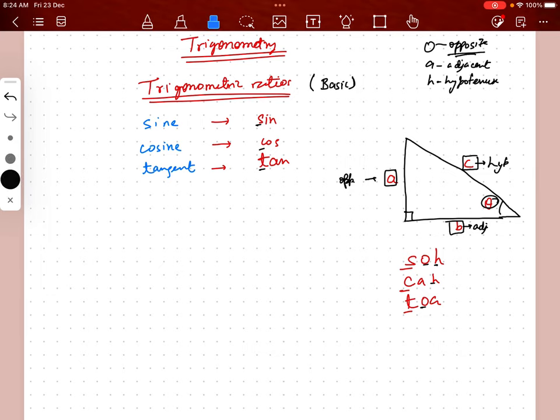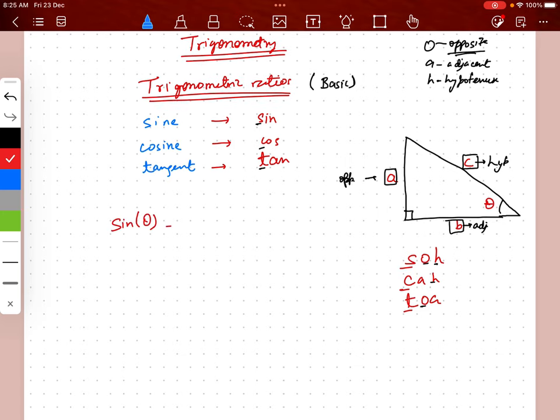So now, what is the sine of this angle theta? Let me write the theta again, sorry. The sine of this angle theta is the ratio of the opposite over the hypotenuse. That's how we read SOH. So sine is the ratio of opposite over hypotenuse. Opposite comes first, and opposite is A, so we write opposite over hypotenuse. I'm writing this because we're doing it for the first time. Opposite is A and the hypotenuse is C, so that's A over C.